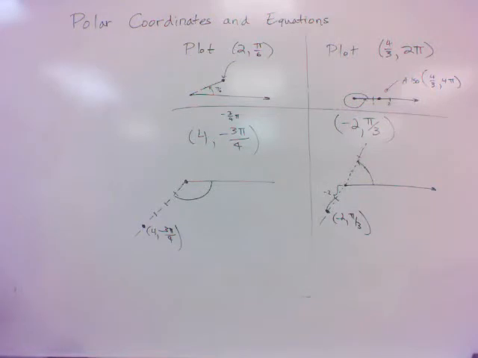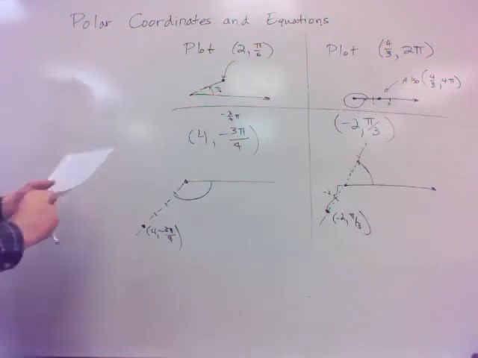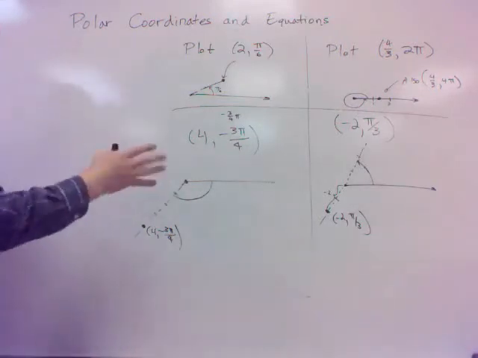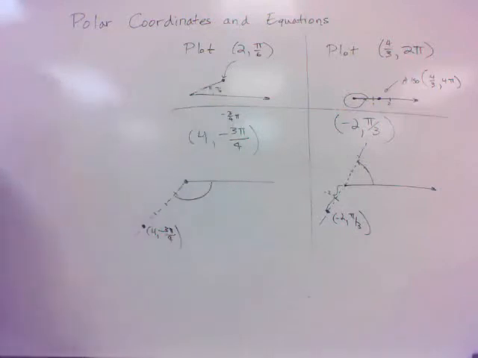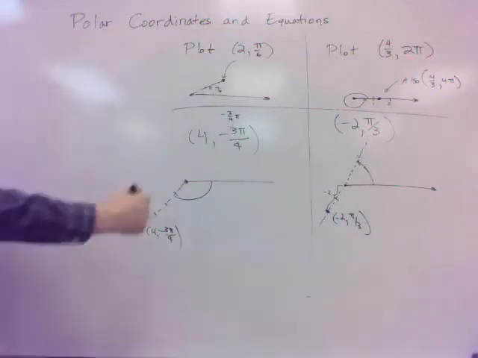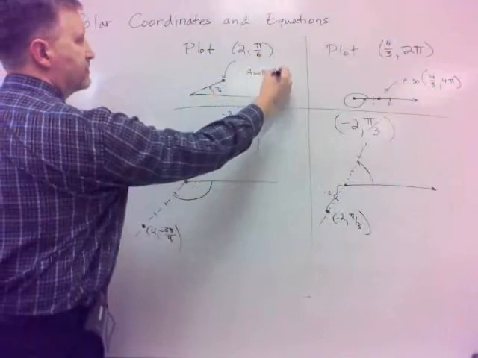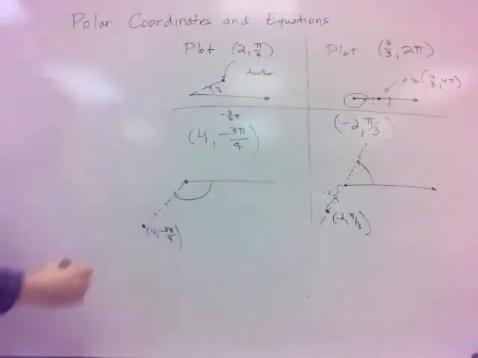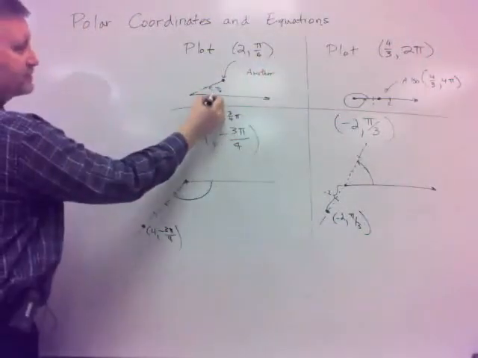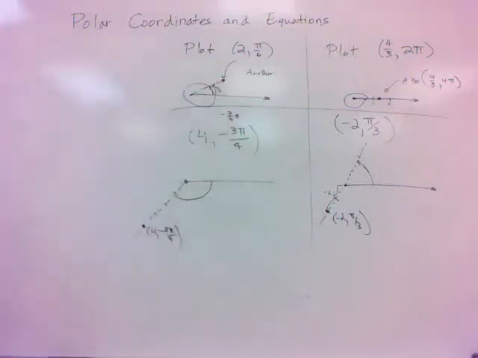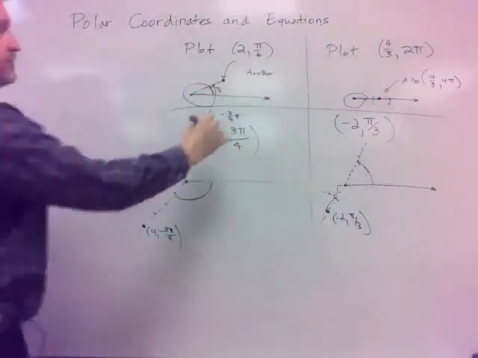Let's see. But how, for example, let's just play off of the first one here. All right, so what would be another name for this point? Well, instead of pi over 6, what if I go pi over 6 and then another 2 pi? Pi over 6 plus 2 pi.